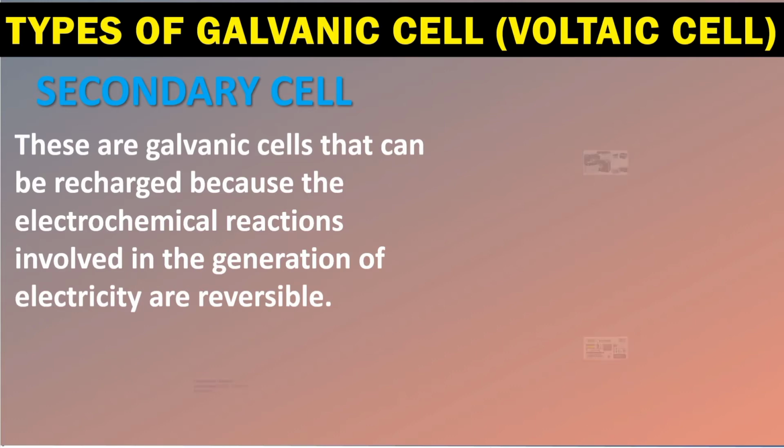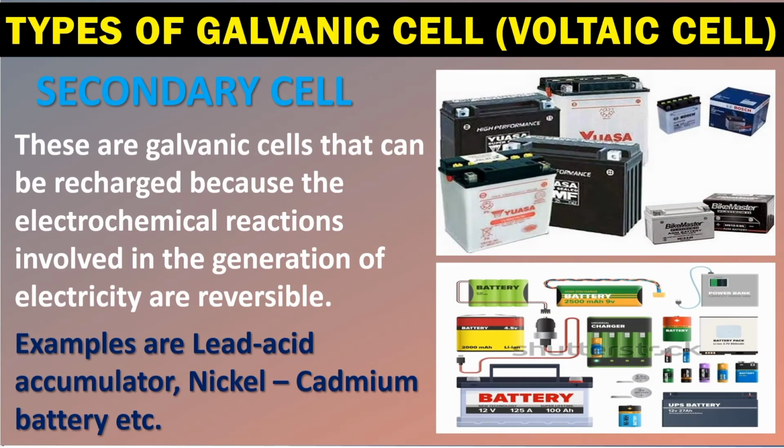Examples of secondary cells include the lead acid accumulator, which is the car battery, the nickel cadmium battery, the lithium ion battery, the nickel ion battery. These are examples of secondary cells.